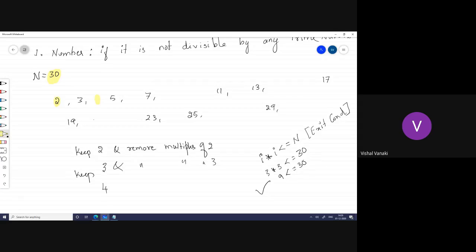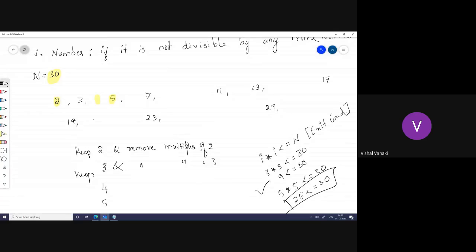So the next number is 5. Keep the number 5 and remove the multiples of 5. The multiple of 5 remaining is 25. Now what is the condition? 5 multiplied by 5 is 25, which is less than or equal to 30. So it is true, and I can remove multiples of 5.